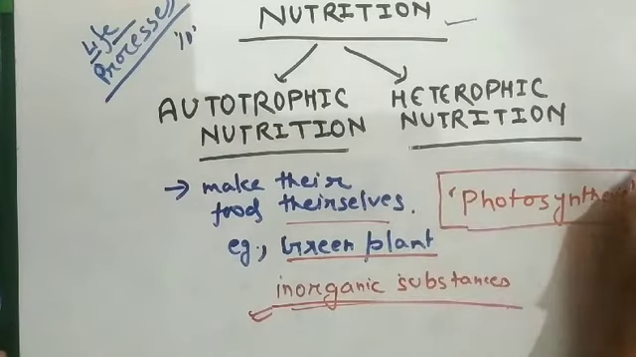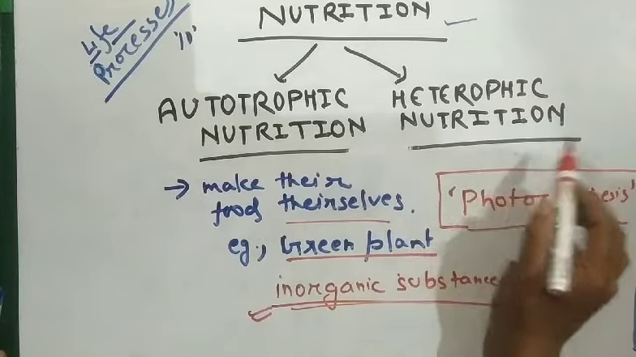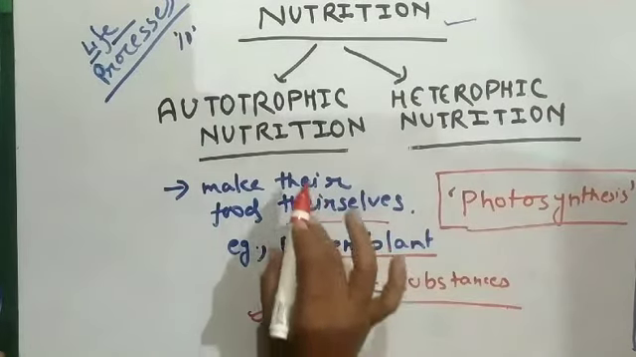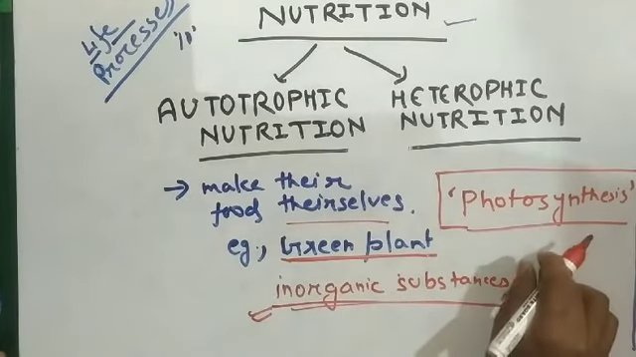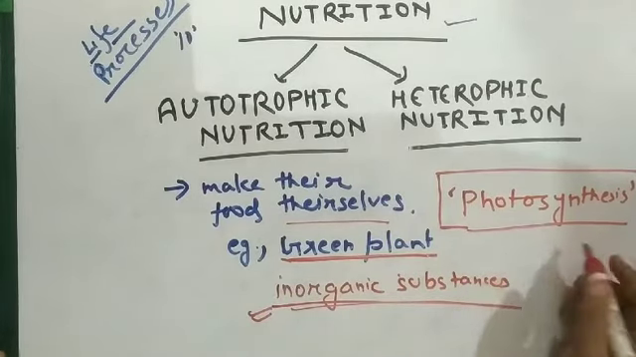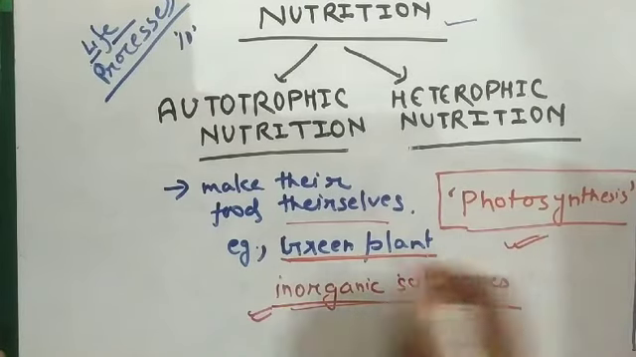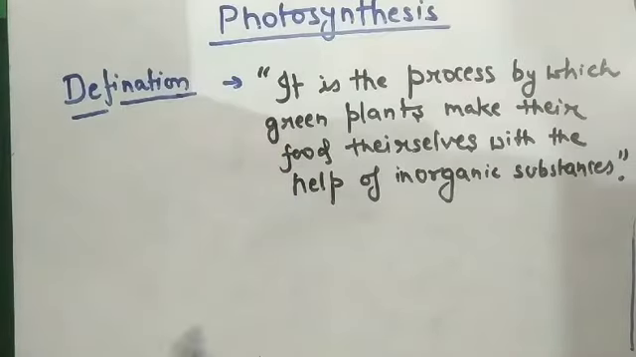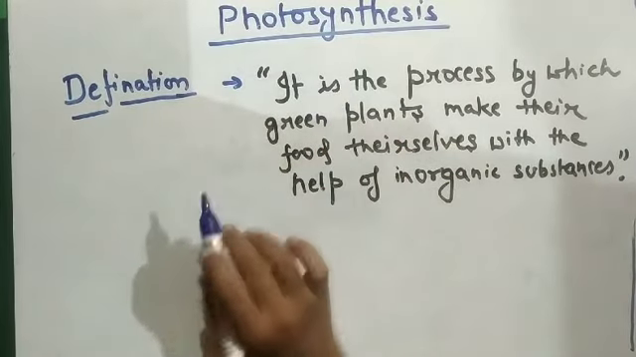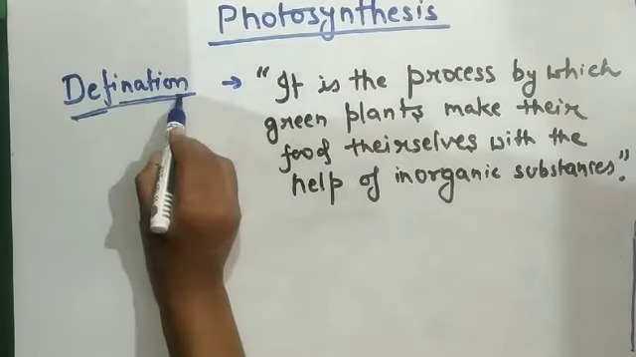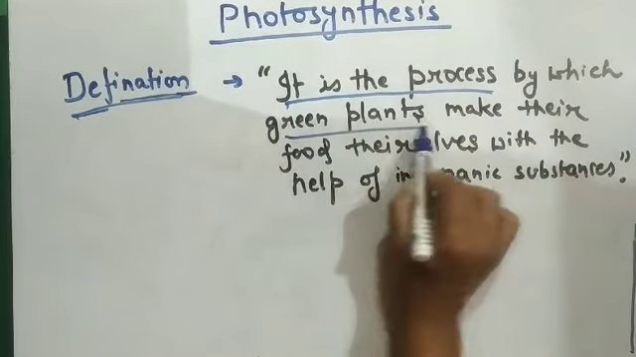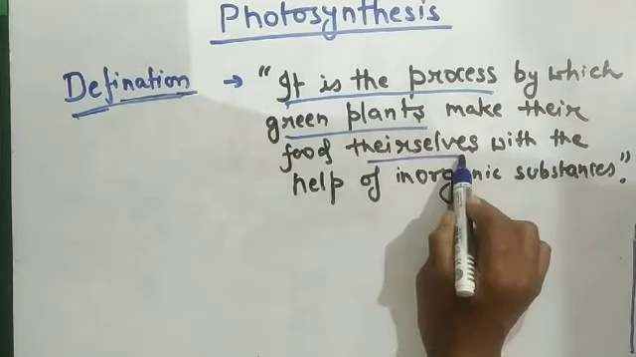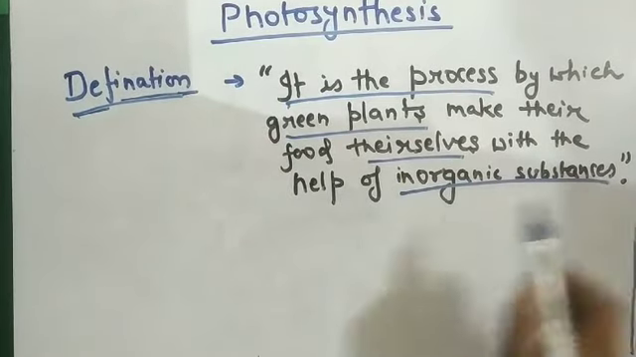Whereas the heterotrophs cannot make their food themselves; they include animals, fungi, etc. But in the autotrophic mode of nutrition, for example, the green plants make their food themselves by the process of photosynthesis. So today we are going to discuss this process, photosynthesis. Let us understand what is photosynthesis. The definition of photosynthesis is simply that photosynthesis is the process by which green plants make their food themselves with the help of the inorganic substances.